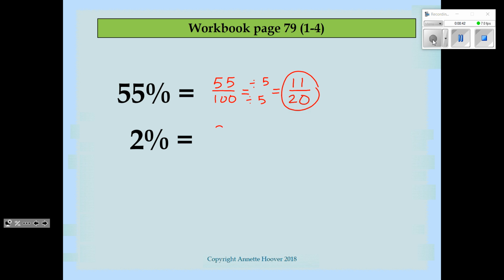2%, you always take the percent and write it over 100. Both of these are divisible by 2, so now we simplify. 2 divided by 2 is 1. 100 divided by 2 is 50. So your answer is 1/50.